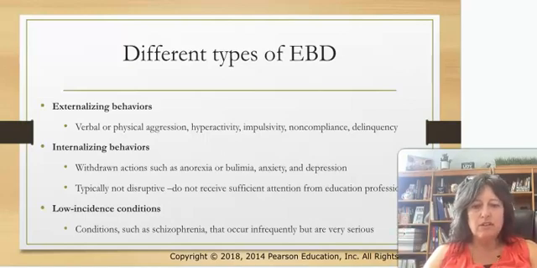So there are two main types of EBD, and that's externalizing behaviors and internalizing behaviors. Externalizing, these are behaviors that you can see: verbal or physical aggression, hyperactivity, impulsivity, noncompliance, delinquency, versus internal behaviors. These are things that you may not be able to witness because they're things taking place usually in their mind or in their body. So things such as anorexia, bulimia, anxiety, depression, and they're really not disruptive. So oftentimes they're not going to be seen and they're not going to receive the attention that's needed from professionals.